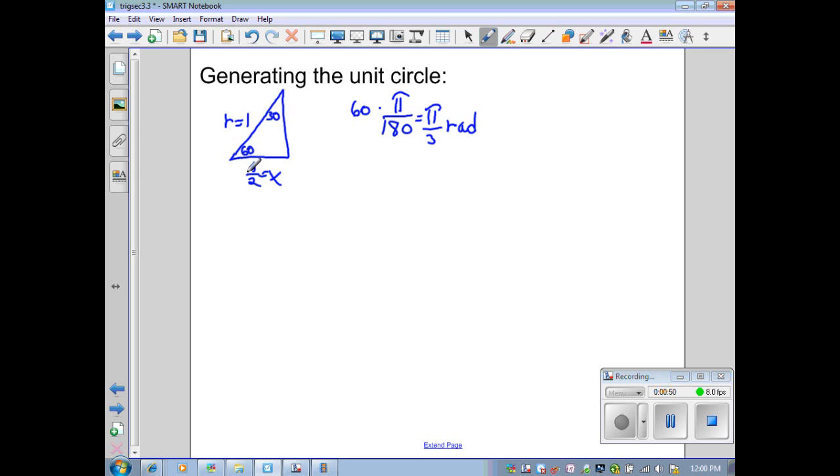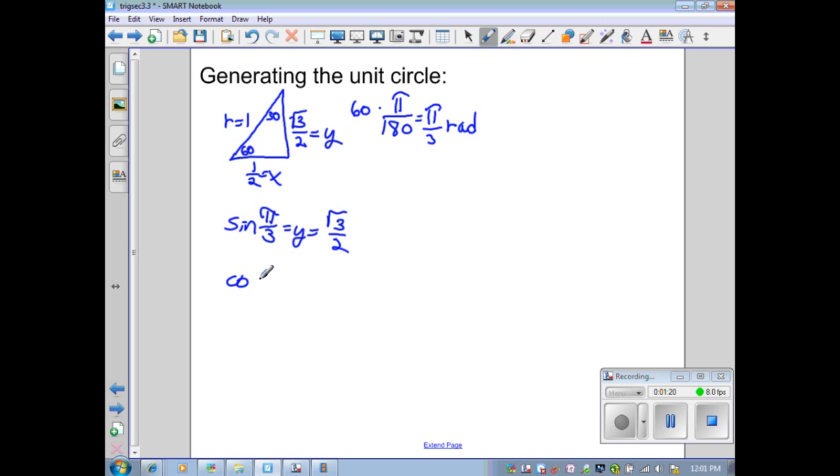And when I take my short leg, I can multiply that by the square root of 3 to determine my long leg, which will give me the square root of 3 over 2, or my y value. Again, I can create my circular functions. Sine of pi over 3 is equal to y, which in this case is going to be the square root of 3 over 2.